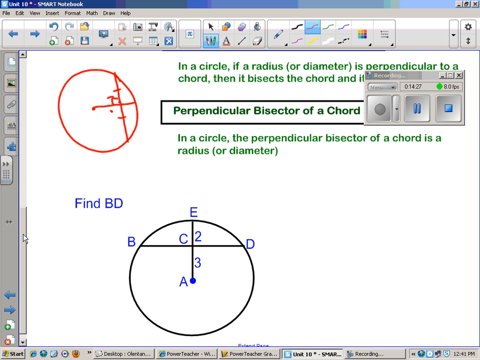Okay. So we have this radius that is perpendicular to this chord, and we want to know the length of BD. So think about what you know and see if you can figure out a way to calculate the length of BD.